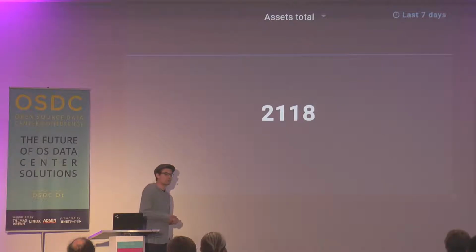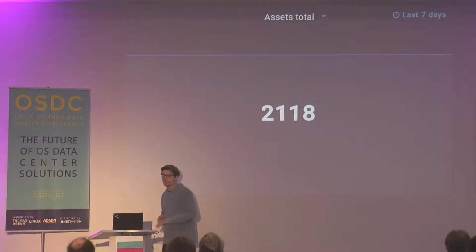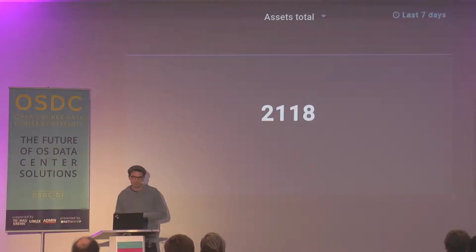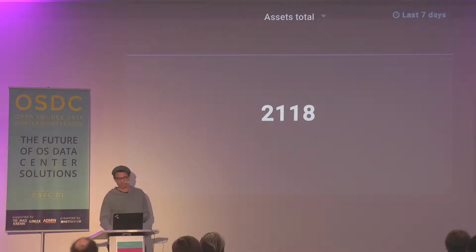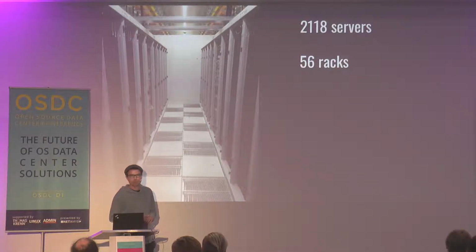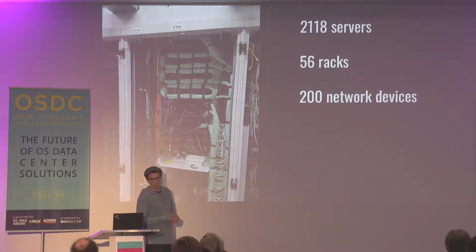In this data center, we have a total, or at least at the time I created this presentation, of 2,118 servers. And I'm giving you this oddly specific number because, as a little teaser, if you look closely, this is actually a screenshot of a graph, but more about that later. These servers are spread across 56 racks, and this is the actual data center, not stock photos. We have around about 200 network devices like routers, switches, and firewalls to connect all those.